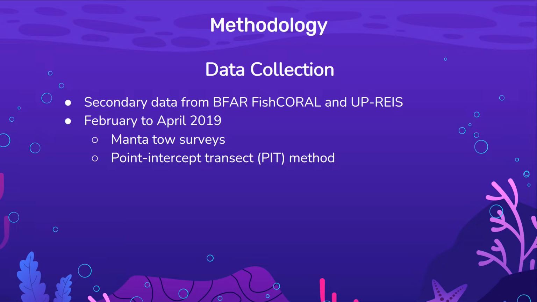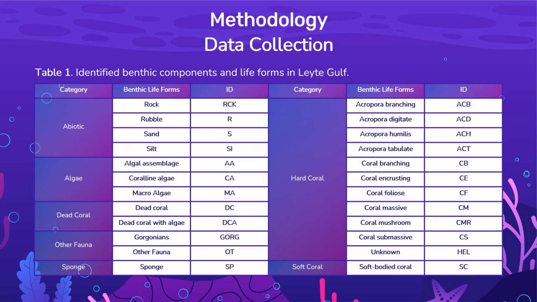For the data collection, secondary data from BFAR Fish Coral and UPREIS were obtained and utilized for analysis. The collection of primary data was from February to April 2019. Manta-tow surveys and the point intercept transect method were used to monitor and collect data as recommended by the Coral Reef Monitoring Manual. Table 1 depicts the benthic components and life forms found in Leyte Gulf. They are categorized as abiotic, algae, dead corals, hard corals, other fauna, soft corals, and sponges. The benthic components are further classified into their respective life forms.